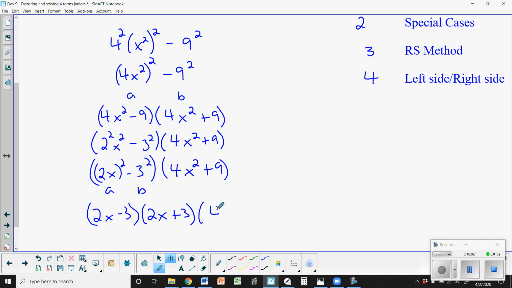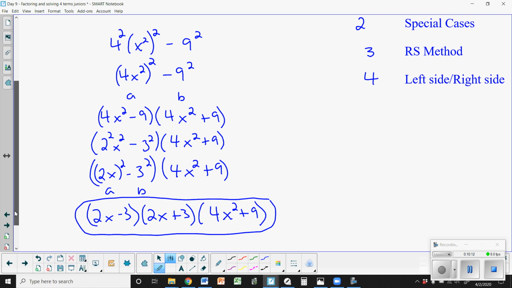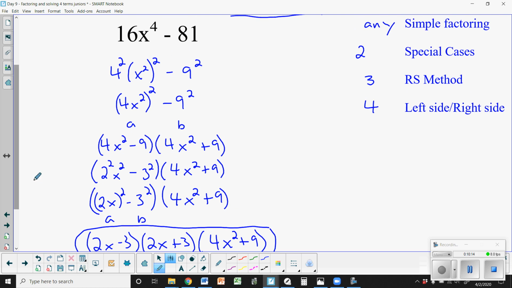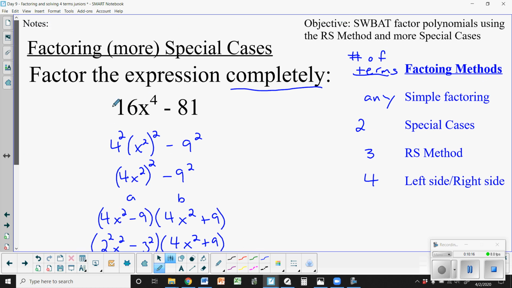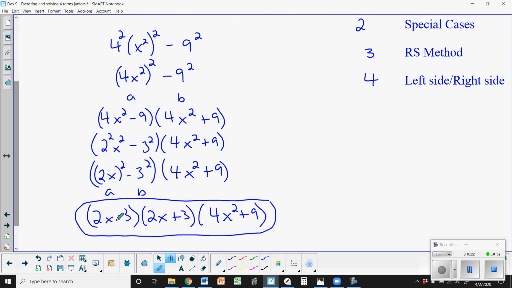And then we have our 4x squared plus 9. So this is completely factored. Notice that it took us a while to get there. It's because we had two special cases. We had a special case of 4x squared minus 9, and then also the original one, the 16x to the fourth minus 81. I show this one because this is probably going to be the most difficult type, if it had double special cases like that.